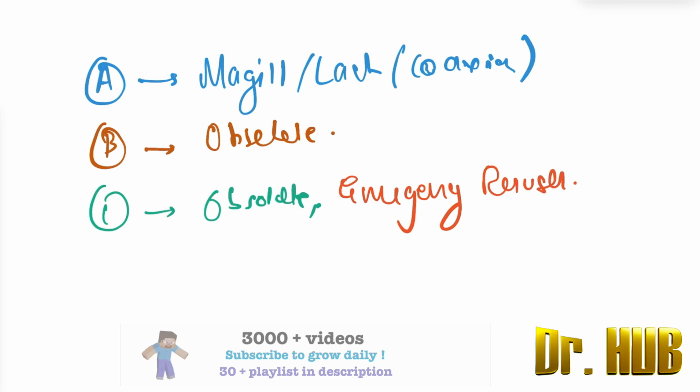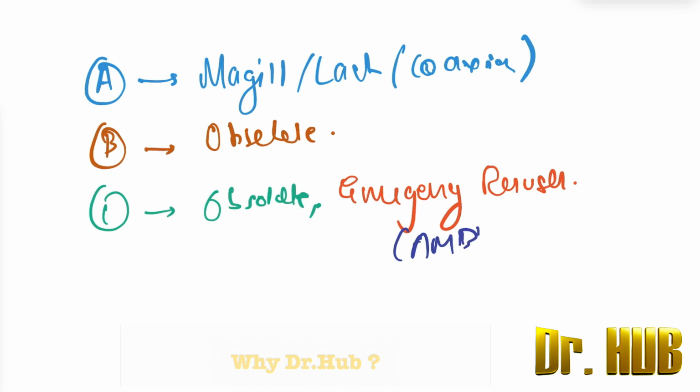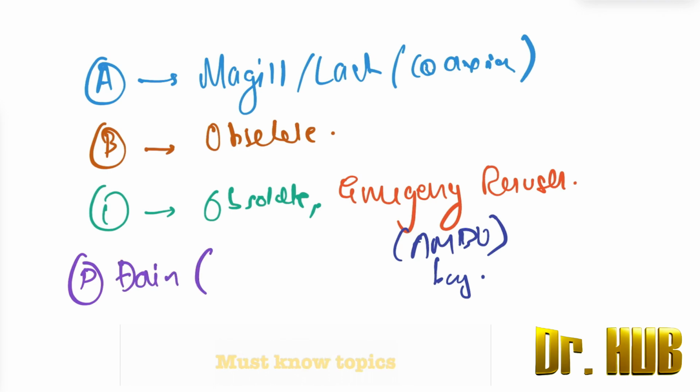This is very commonly used in workshops as well. That is the Ambu bag. The Ambu bag is very important, even the labeled components of the Ambu bag are very important. Next comes D. D includes the Bain, which is coaxial.